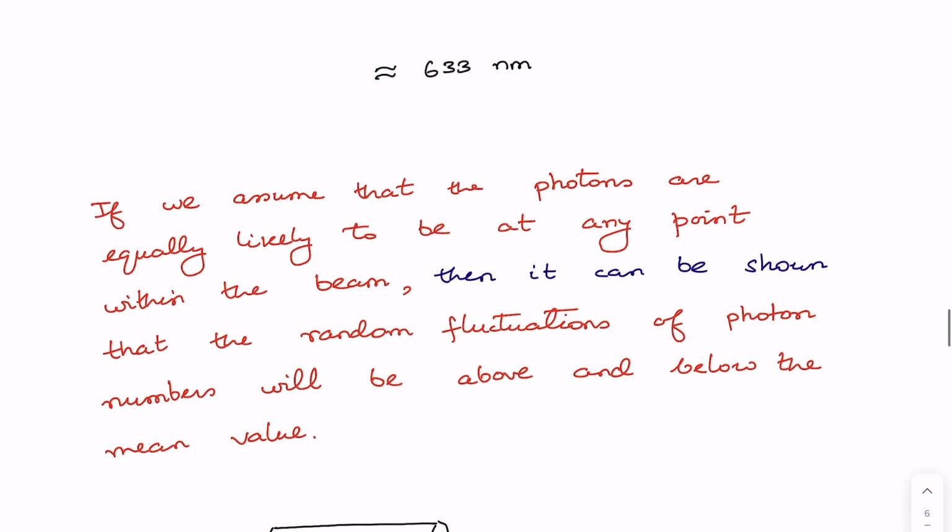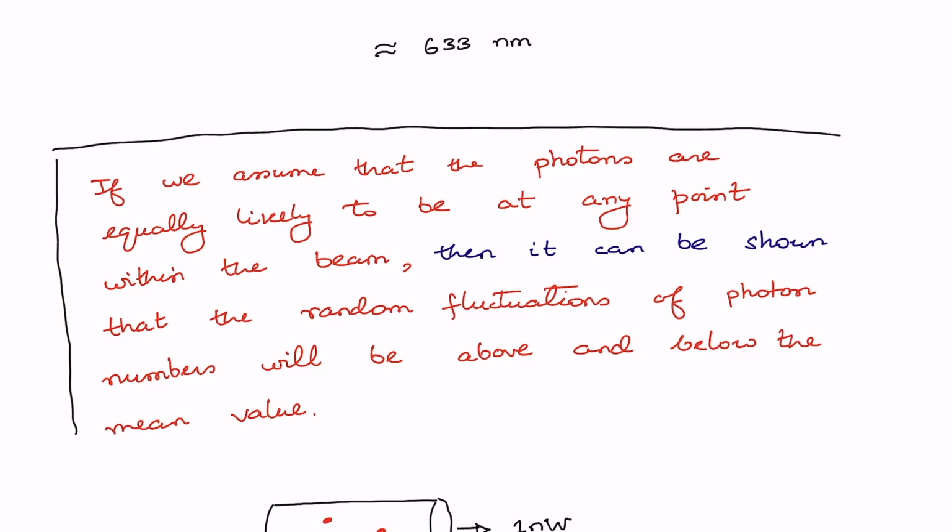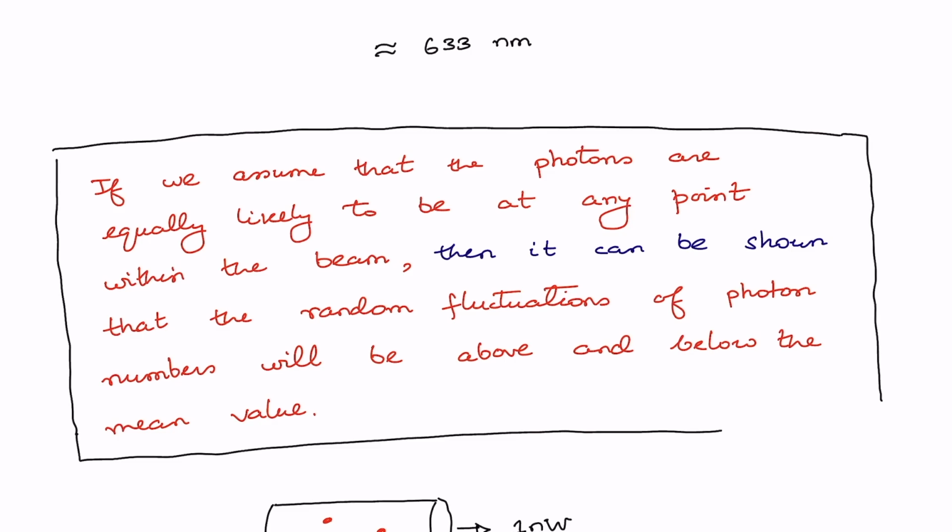Now if we assume that the photons are equally likely to be at any point within the beam, then it can be shown that we are going to find random fluctuations above and below the mean value. This statement is very important, and we are later going to establish this: the random fluctuation of photon numbers will lie above or below the mean value.